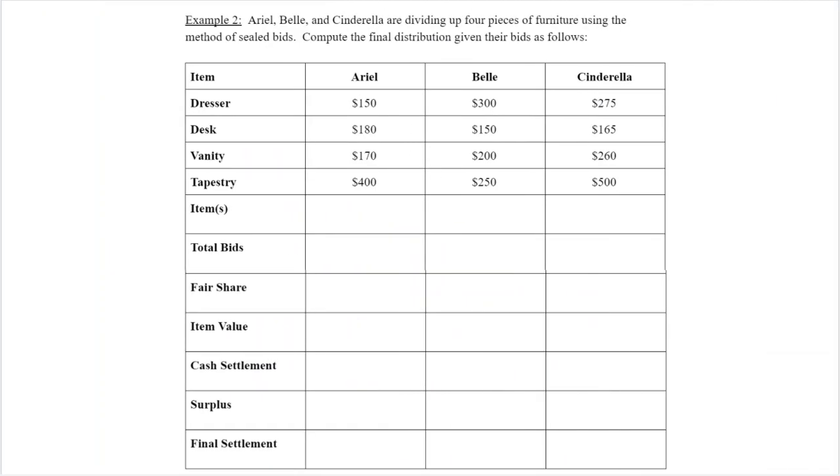The way I prefer to organize the information for these type of problems is in a chart like this. So we are looking at Ariel, Belle, and Cinderella. They are dividing up 4 pieces of furniture: a dresser, a desk, a vanity, and a tapestry. We have their bids on each of the items. So, who thought the dresser was worth the most? Belle. So Belle gets the dresser, which was $300.